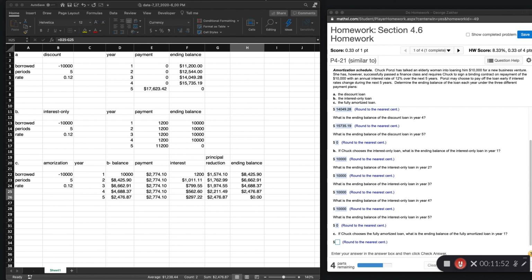Wonderful. It is. So remember, take a look at the theory in the reading for more information about these types of loans.